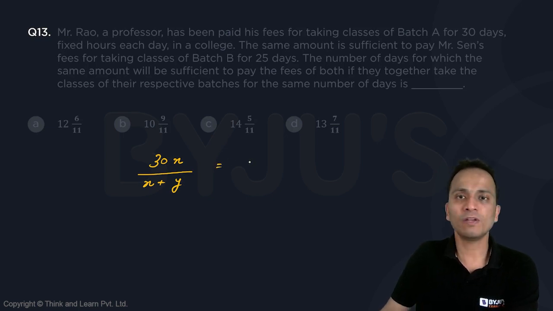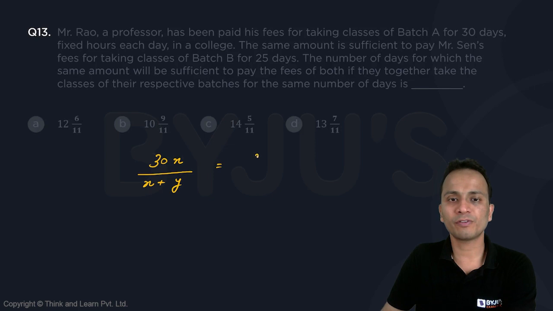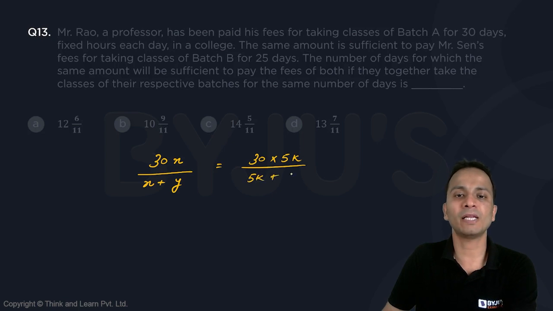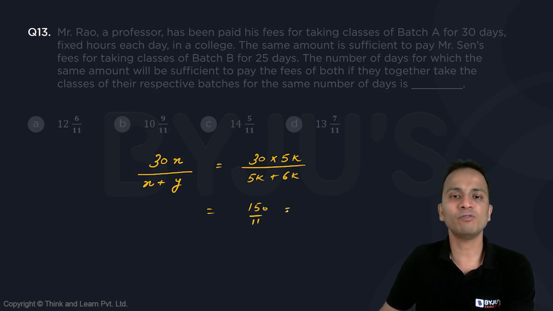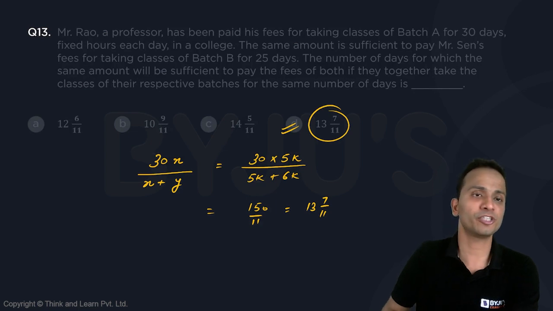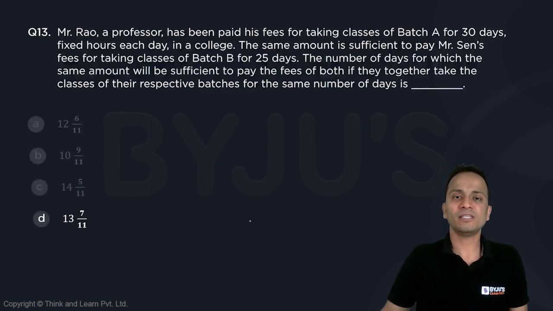Now I can substitute the values of X and Y in terms of K. So 30 multiplied by 5K divided by 5K plus 6K. Upon simplifying, it will be 150 upon 11, and that will be equal to 13.7 upon 11. So 13.7 upon 11 number of days will be the answer for this question. So question number 13, answer is option D.